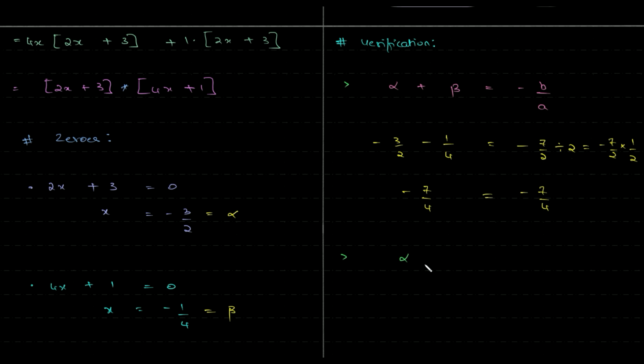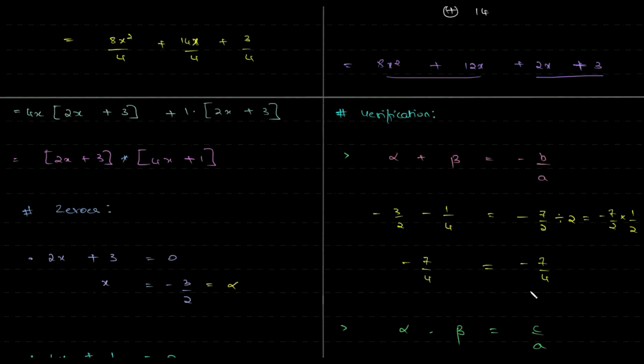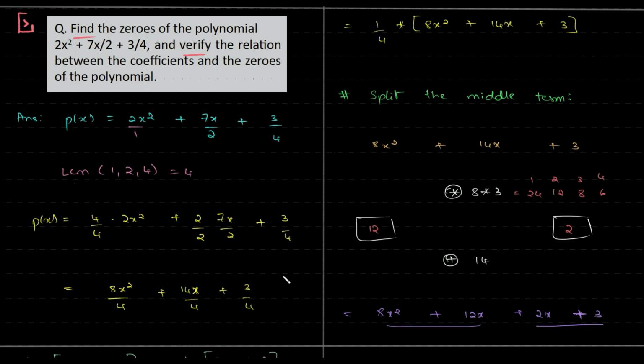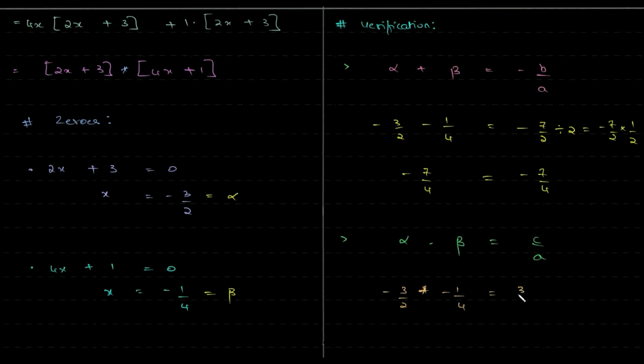So we have that to be alpha into beta, which is c by a. We have alpha is equal to minus 3 by 2 and beta is minus 1 by 4. So this says c is what, guys? C is 3 by 4 over here. 2 is your a. 3 by 4 getting divided with a.